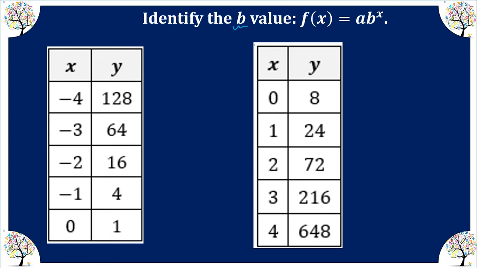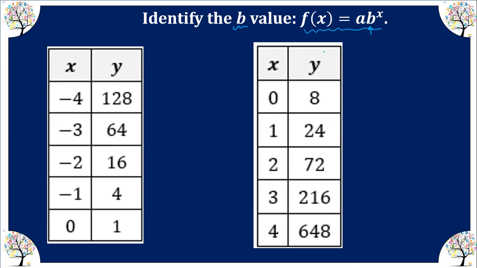The b value is that multiplier. So when we have our basic exponential function, f of x equals a b to the x, a is our initial value, and b is the multiplier, the base of the exponent x. So this is the multiplier. This is how we are increasing or decreasing.